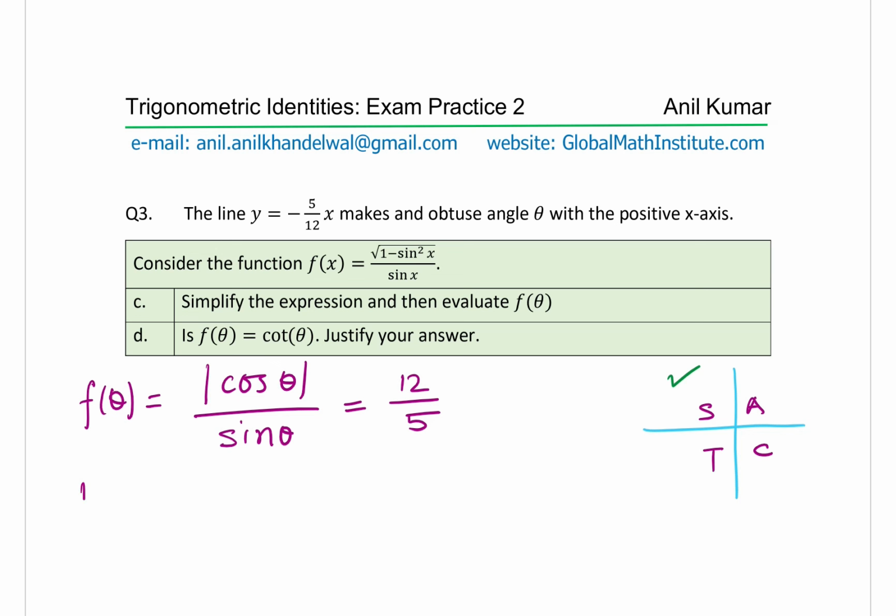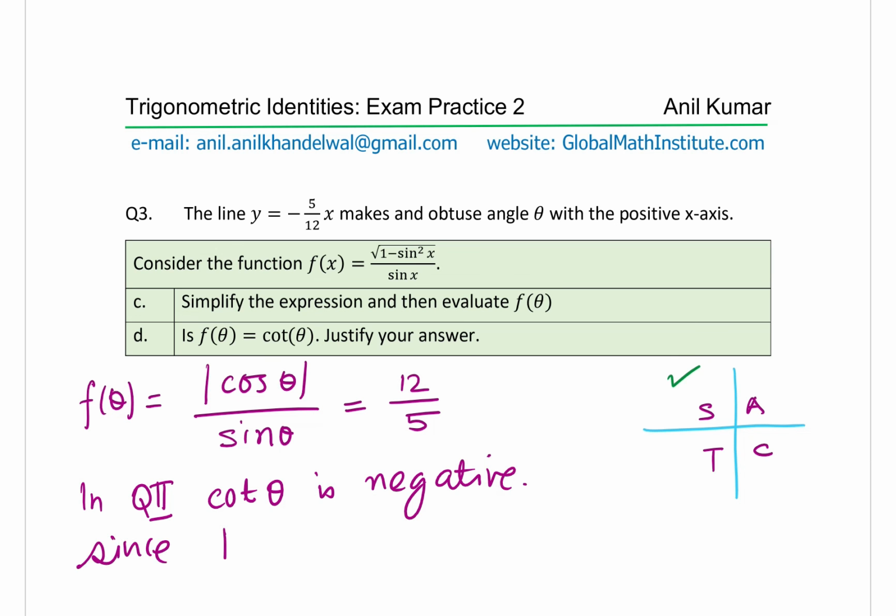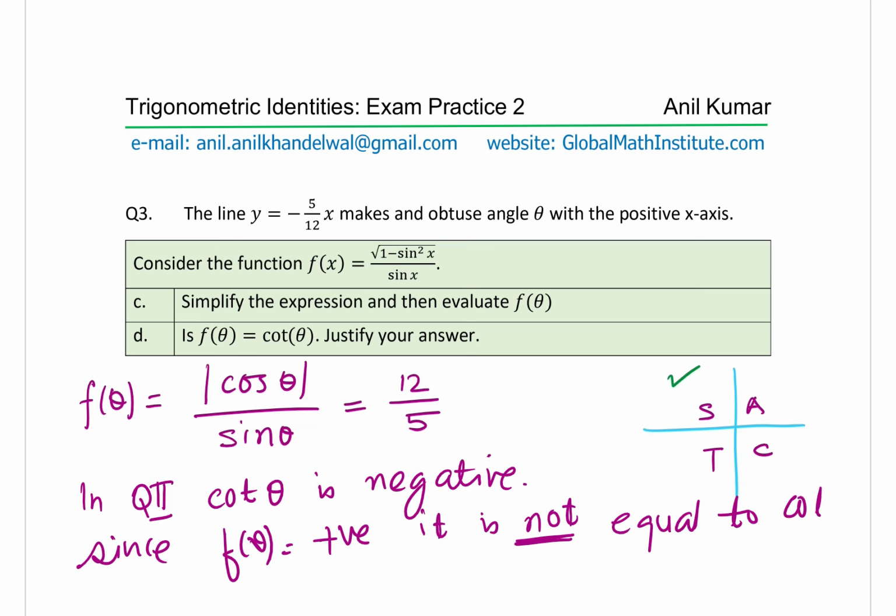So we can say in quadrant 2, cot theta is negative. Since f of theta is positive, it is not equal to cot theta. Do you get the idea? Now that makes a huge difference. This absolute value makes the huge difference. Do you see that?